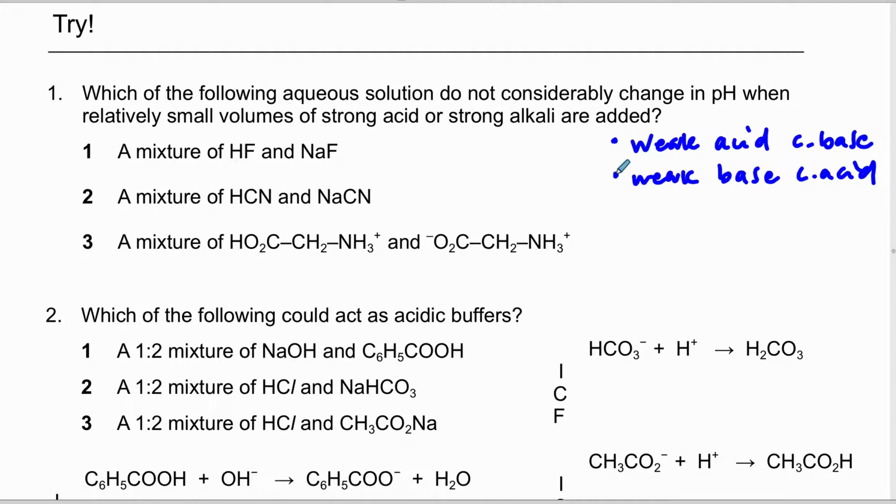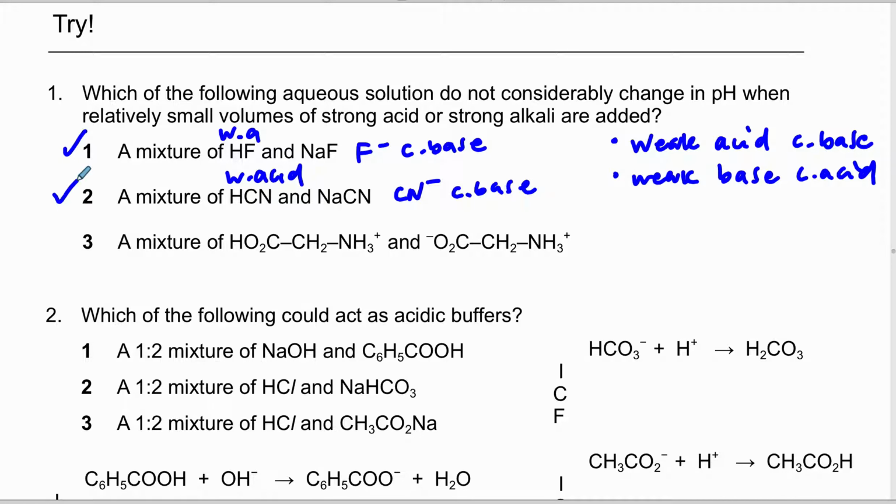So over here, option number one, this is a weak acid, and F minus is its conjugate base, right? So which means this is a buffer. The second one, HCN is a weak acid, and CN minus is its conjugate base. That's why it's also a buffer.